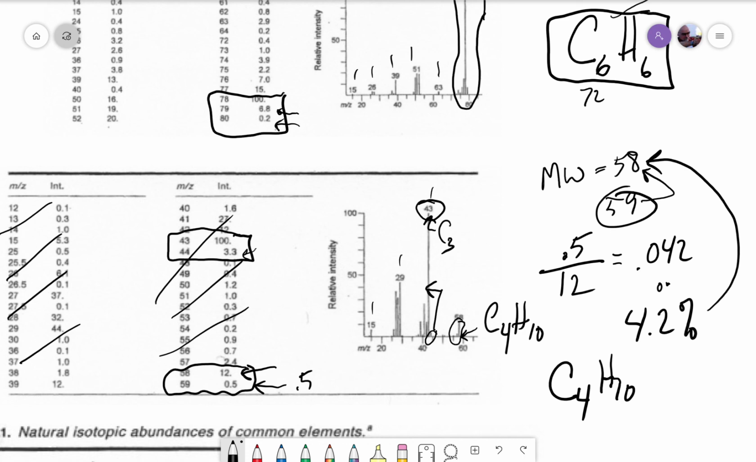That makes sense. Then the fragment ion would be 15 AMUs later, or the loss of a methyl group, and make that C3H7. We can identify the empirical formula of the intact molecule, as well as the empirical formula of the fragments.